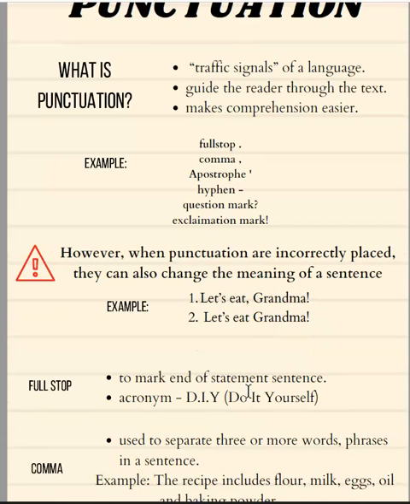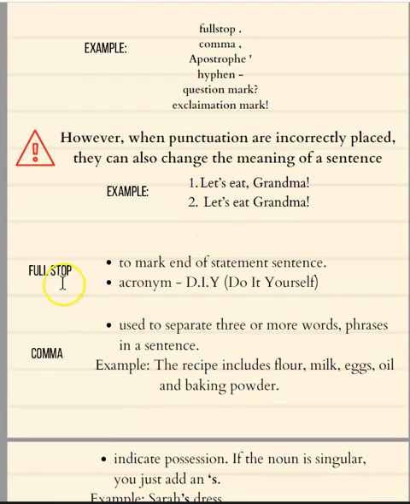Okay, now, how do you use this punctuation? Full stop. A full stop marks the end of a statement. When you write a sentence, you add a full stop at the end to show that you want your reader to stop. Acronyms also use full stops. What is an acronym? For example, do it yourself, D-I-Y. When you write it as an acronym, you write D, full stop, I, full stop, Y, full stop.